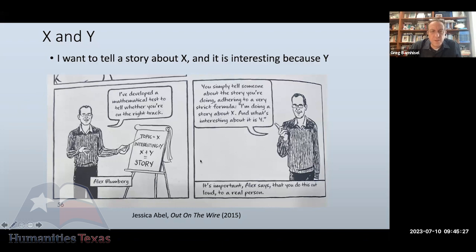So he talks about, I've developed a mathematical test to tell whether you're on the right track. Topic is X, whether it's interesting is Y. If you've got X and you've got Y, you've got a story. What we need to do in helping students learn to write is have them do this test, have them work through that equation. You simply tell someone about the story you're doing and say, I'm doing a story about X, and what's interesting is Y. And you tell somebody that.